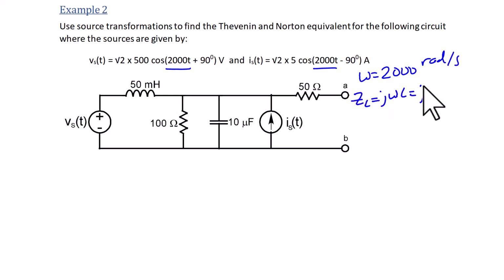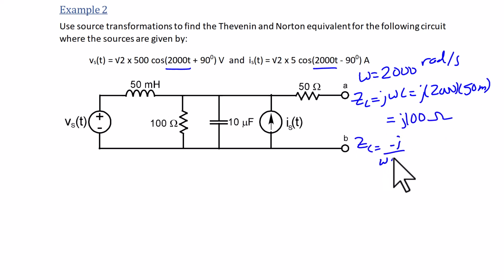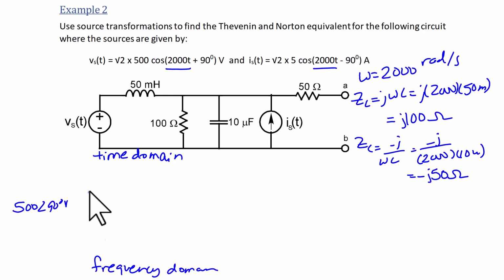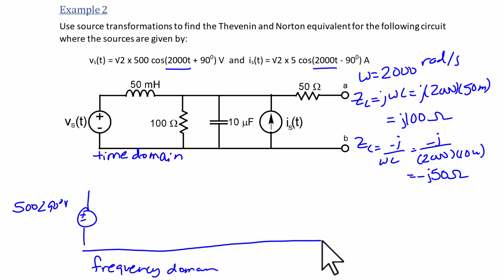The impedance of an inductor is j omega L. So ZL is j times 2000 times 50 milli, so the impedance of the inductor is j100 ohms. The impedance of the capacitor is negative j over omega C, which is negative j over 2000 times 10 micro. So the impedance of the capacitor is negative j50 ohms. Now let's redraw the circuit.